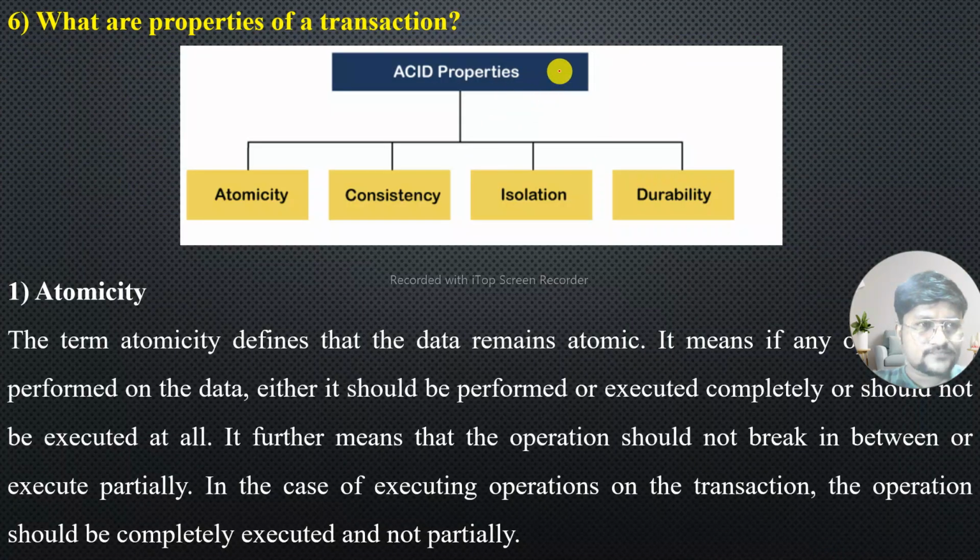Next, what are the properties of a transaction? These are represented as ACID properties. A stands for atomicity, C stands for consistency, I stands for isolation, and D stands for durability. First, atomicity. So what is this atomicity?